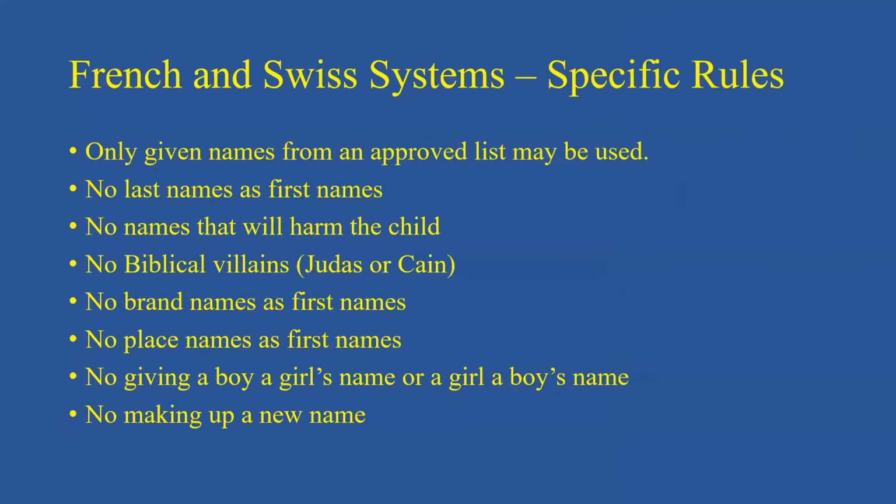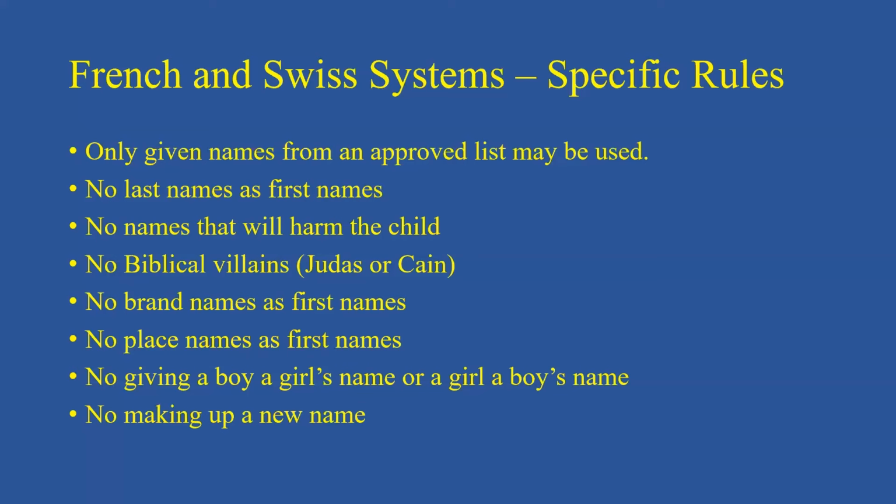The naming systems of France and Switzerland are presently governed by very specific rules. Only names from approved lists can be used. It is not permitted to give a last name as a first name to a child, which clashes directly with the Scots-Irish and American naming practices. It is unlawful for a parent to give a child a name that is considered harmful to a child, like Adolf Hitler. Biblical names are permitted, but not the names of biblical villains, such as Cain or Judas. You cannot use either brand names or place names as first names. You cannot give a boy a girl's name or a girl a boy's name, nor can you invent a name. That seems very restrictive by American practices.